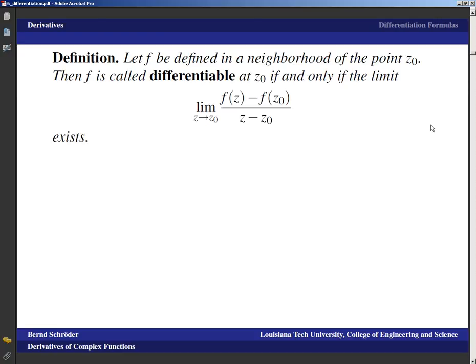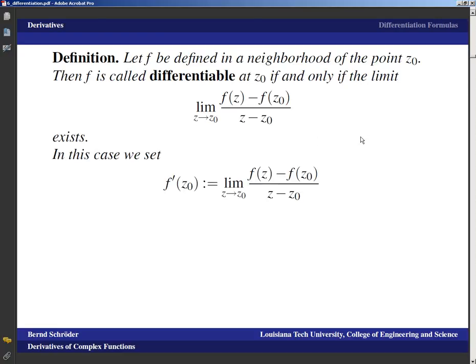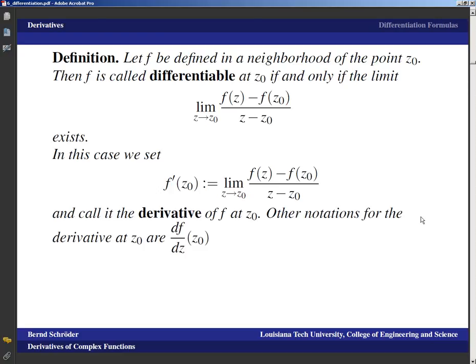You want to know what happens to the quotient of the differences in the outputs divided by the differences in the inputs as the two inputs get closer to each other. In this case, we set the derivative to be f prime of z0 being equal to that limit, just like in calculus, and we call it the derivative of f at z0, so really nothing changes. And the notations are also the same. We'll call that df dz at z0 or df of z0. I don't think we'll use the capital D at all in this course, but sometimes people also write the derivative like that.